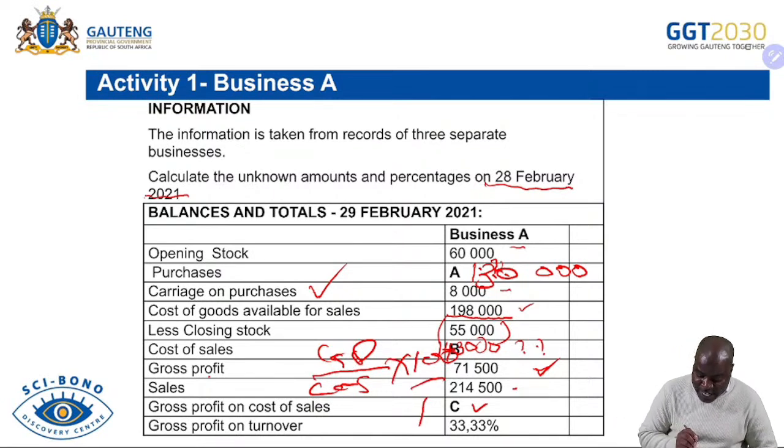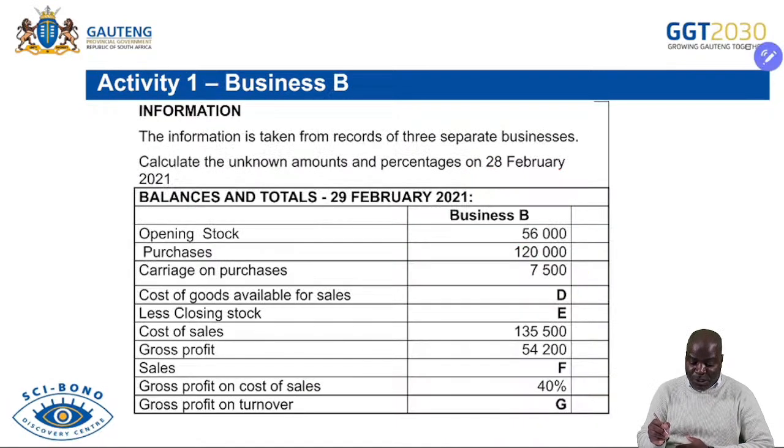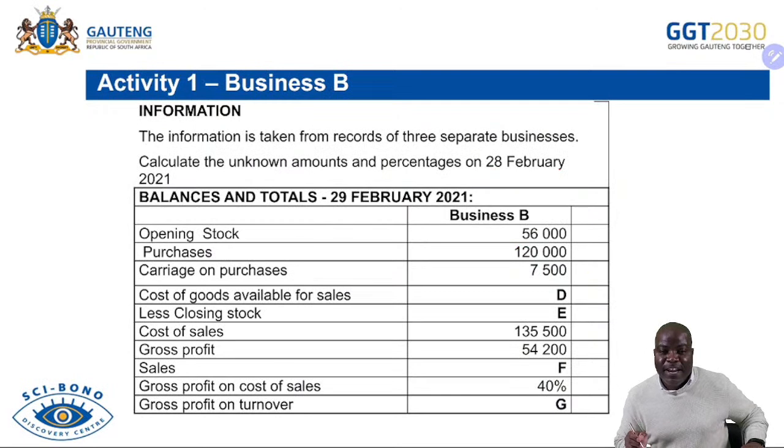Now, let's look at the gross profit on cost of sales. Our gross profit is given as 71,500, and you are going to divide this by 143,000 and multiply by 100 over 1. And this is going to give us 50%. Good. I can see the calculations there on your calculators. I can see people are following through, and it's interesting to see so much interest from the learners.